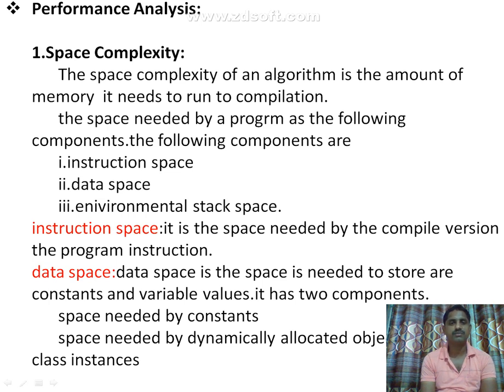So what is the space complexity? The space complexity of an algorithm is the amount of memory it needs to run to completion. That is how much memory is required to store a particular algorithm. The space needed by a program has the following components: first the instruction space, second the data space, third the environmental stack space. So what is meant by instruction space? It is the space needed by the compiled version of the program instructions. It is called the instruction space.